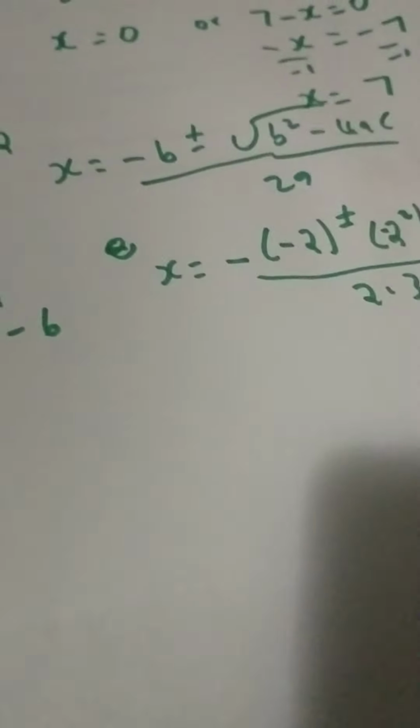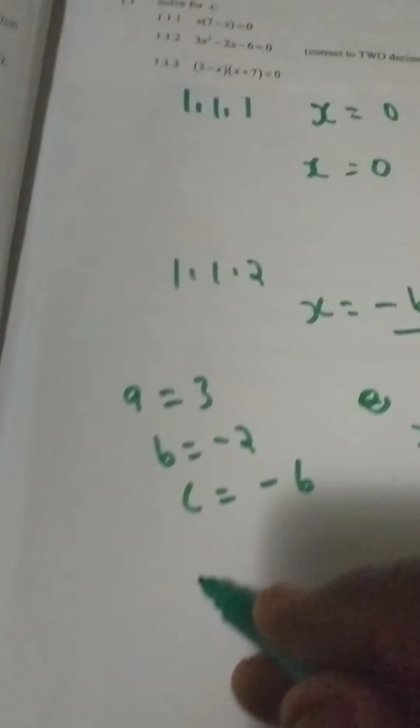I believe that you guys can put the values in as they are, and the calculator will give you the 2 x values as requested. And remember, the 2 x values that you get must be to 2 decimal places, right? So let's quickly go to number 1.1.3.